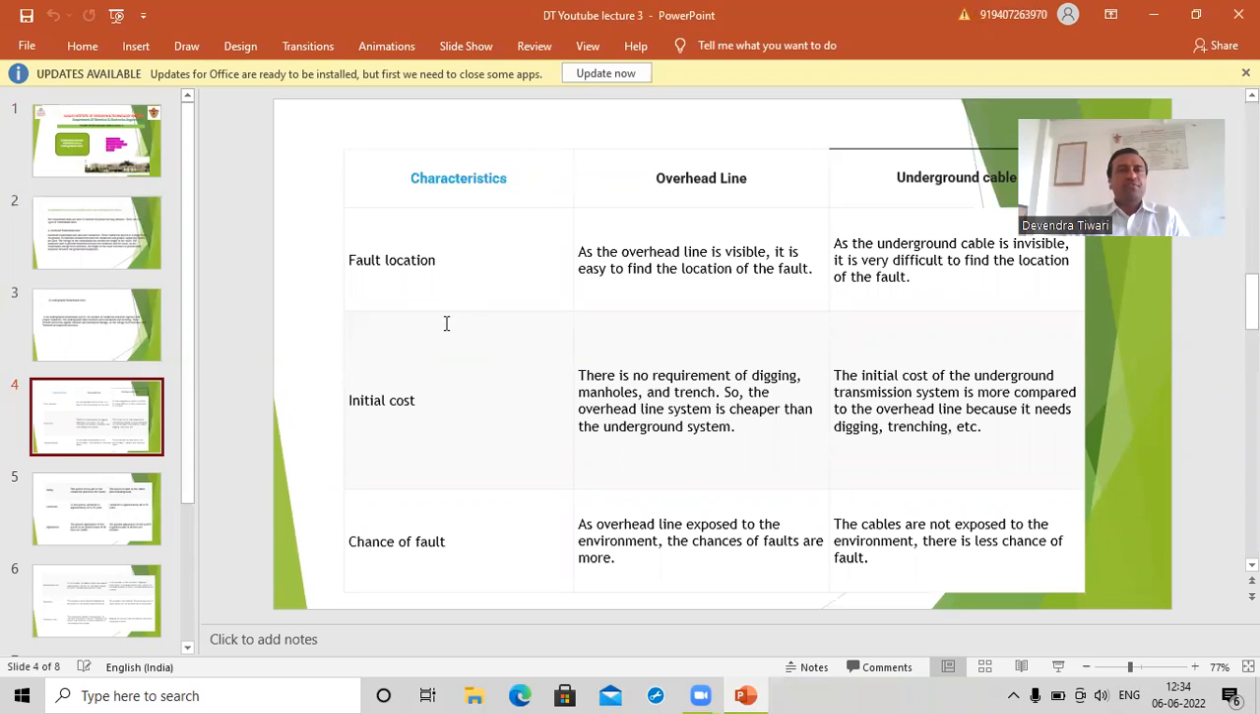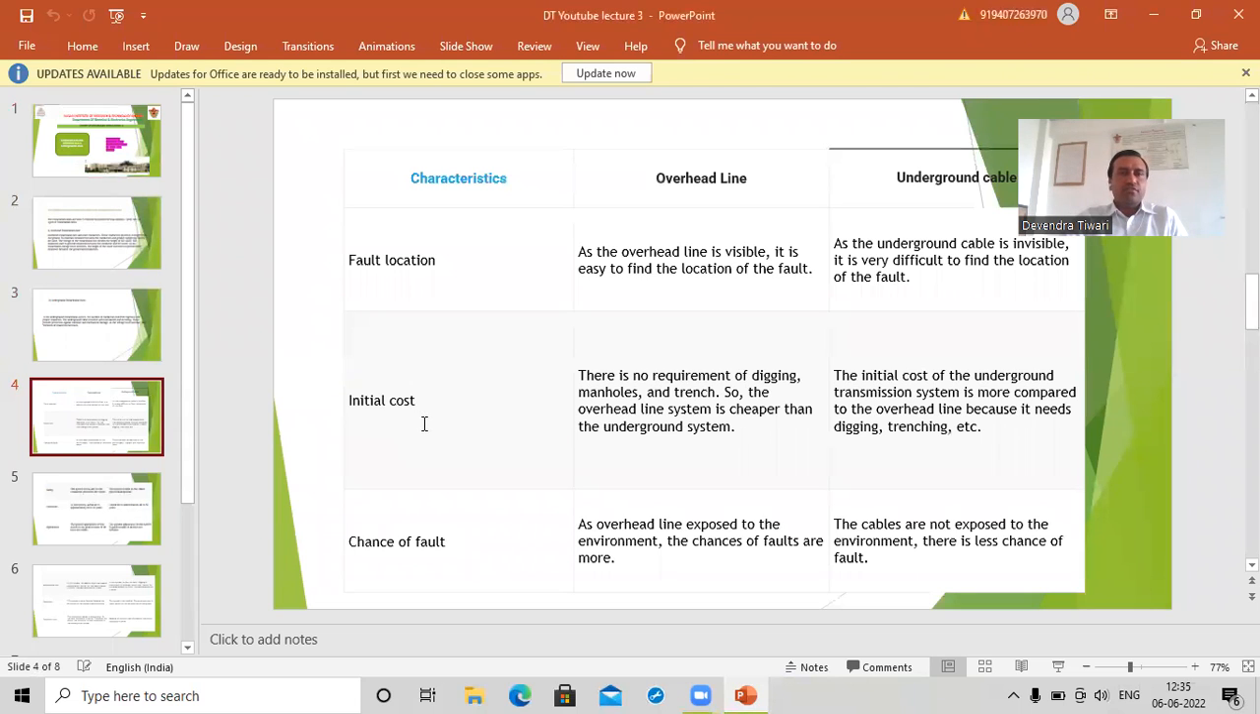First we will see the comparison regarding fault location. In the case of the overhead line, as the line is visible, it is easy to find the location of the fault. But in the case of underground cable, it is not visible. That means the underground cable is invisible. That's why it is very difficult to find the location of the fault.